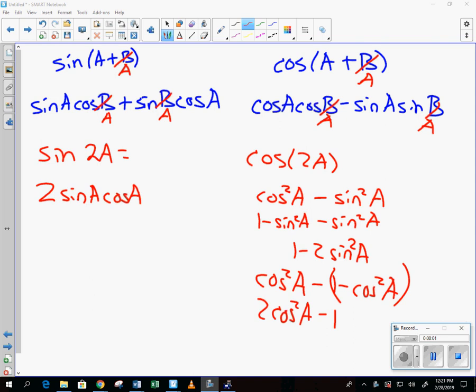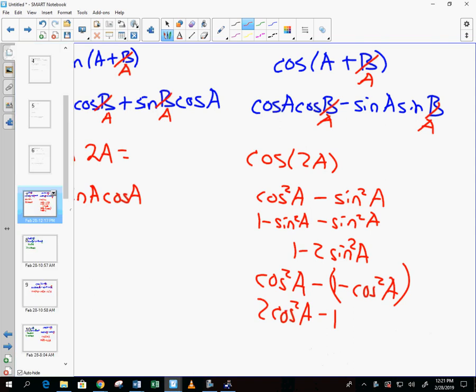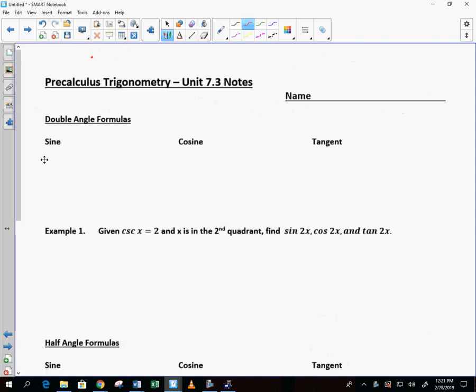I just want to show you where these formulas come from. Let's write them down and figure out what we do with them. Double angle formulas say this. Sine, we have sine of 2a. Sine of a double angle is 2 times the sine of a times the cosine of a.